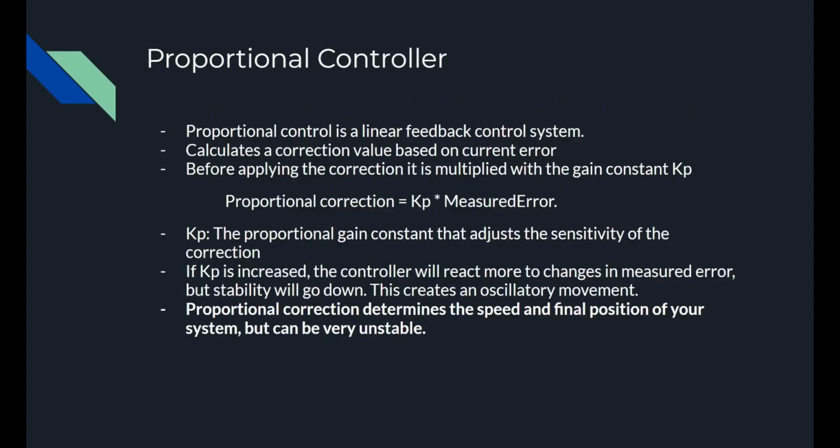The proportional controller. A proportional controller is the simplest of all, and it looks at the current error and calculates a correction value to be applied to lower the error. Before applying the correction, it is multiplied with the gain constant Kp to adjust the correction applied. The equation to calculate proportional correction is your Kp gain constant multiplied by your measured error.